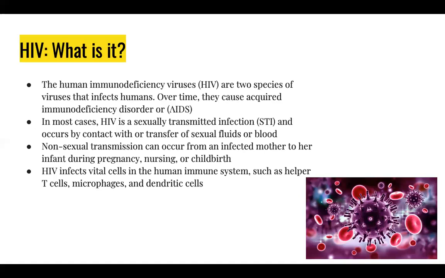After copies have been made in the host cell, it then leaves the cell and matures, infecting more and more T cells, macrophages, and dendritic cells. When the body enters the chronic phase, it starts to lose roughly 1 to 2 billion T cells a day.